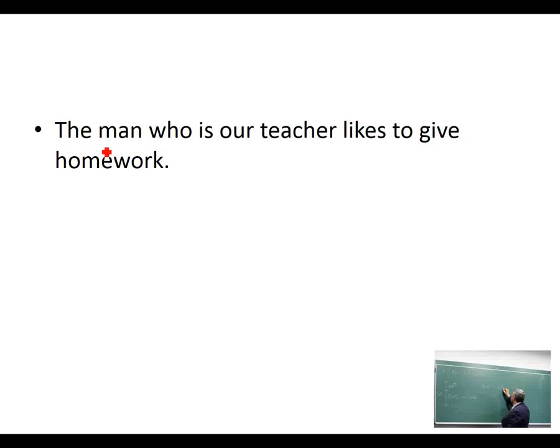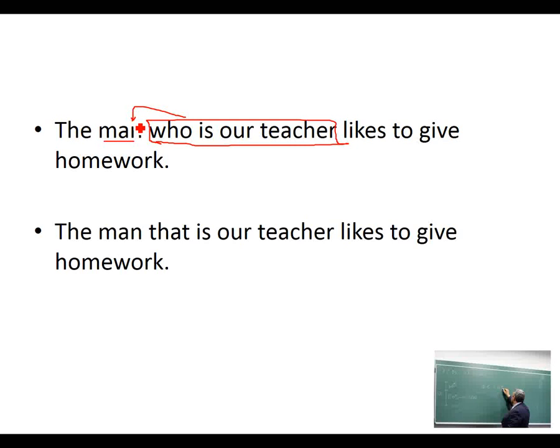Here's another example. The man who is our teacher likes to give homework. The man is not specific, so who is our teacher gives information to identify which man we're talking about. I could have the same sentence, but in the second sentence here, I can change the relative pronoun from who to that, and it has the same meaning. The man that is our teacher likes to give homework.